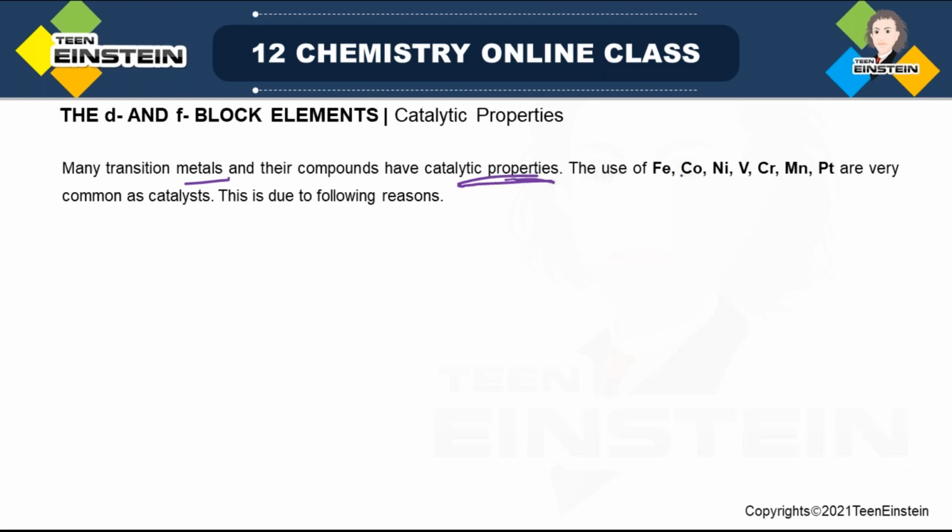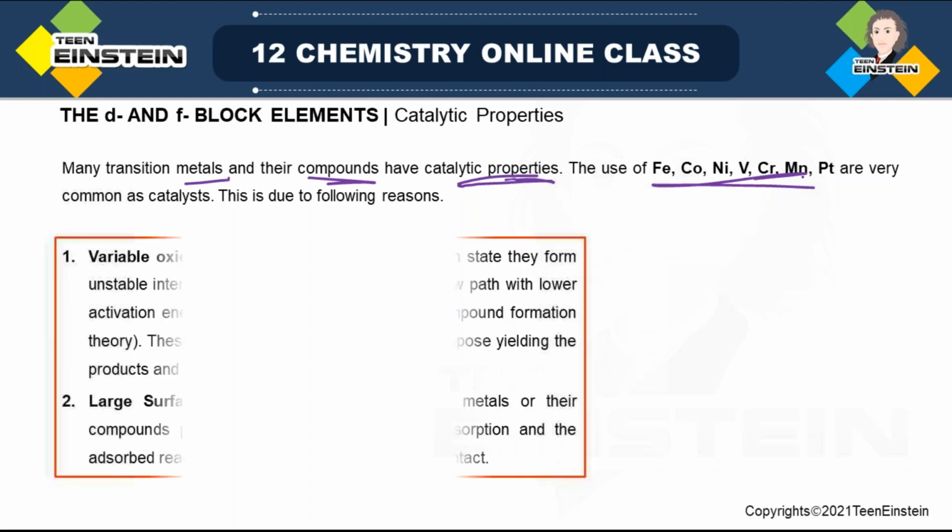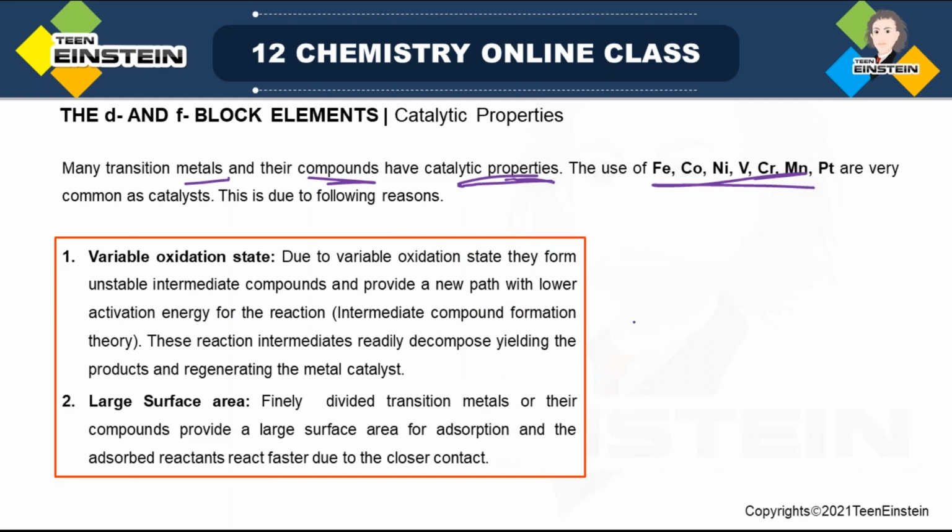Now there is use of transition metals as catalysts, and also some of their compounds are used as catalysts. Mainly some metals are mentioned here. These metals are used as catalysts. They are very common, but that doesn't mean other metals are not used as catalysts. These are just the most common. But what is the reason? The first reason, variable oxidation state, and this is the most important reason.